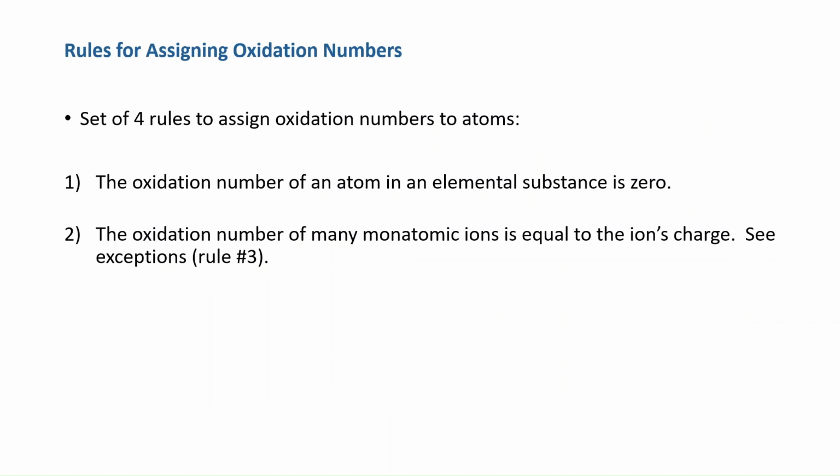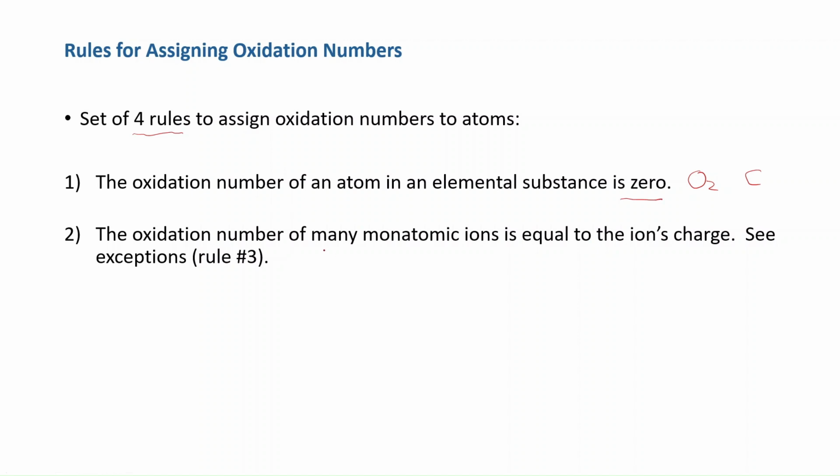So there's actually 4 rules, or 4 steps. I didn't mention that, but it takes 3 slides. Rule number 3 is very long, so I'm just giving you a head start. This is not it. So you begin. The oxidation number of an atom in an elemental substance is 0. That means when you have an element, the oxidation number is 0. It doesn't matter if it's a molecule, oxygen, or just an atom, carbon. If it's an element, the oxidation number is 0.